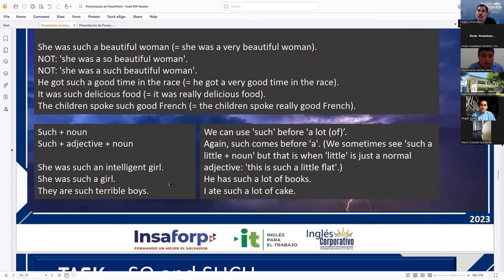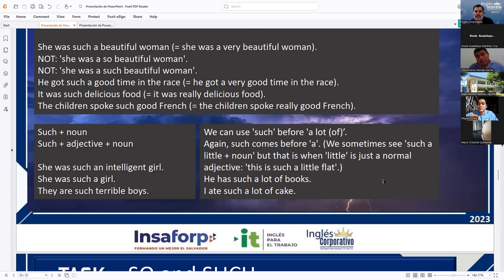She was such a girl. When you say she was such a girl without an adjective, you are saying that she was extraordinary. She was such a girl. He was such a player. Means he's a very good player. They are such terrible boys. Such terrible boys.